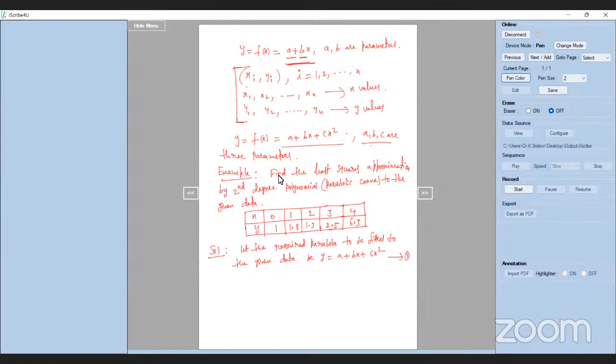Now here, how many x values are there? 1, 2, 3, 4, 5. So the x and y values are 5, that is, the n value here is 5. Now how many parameters are there? A, B, C. So these three are parameters.